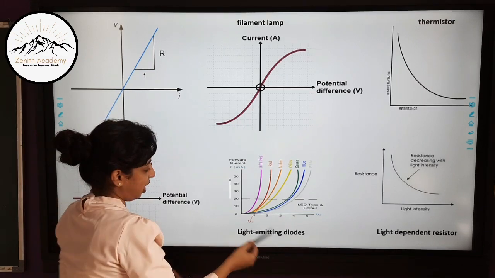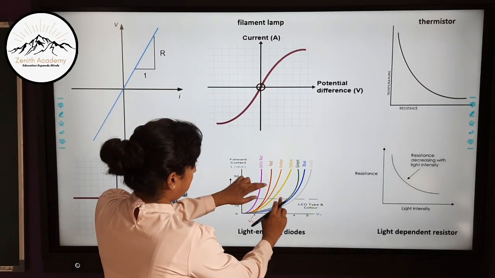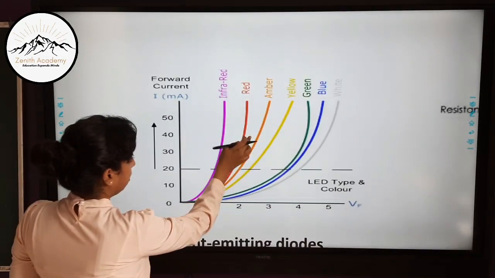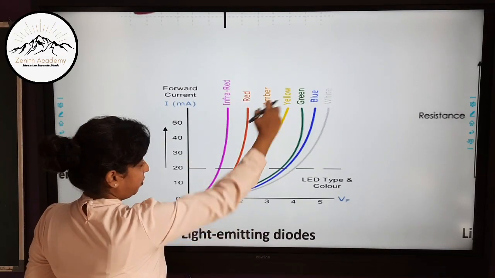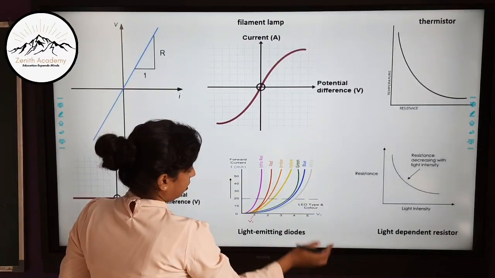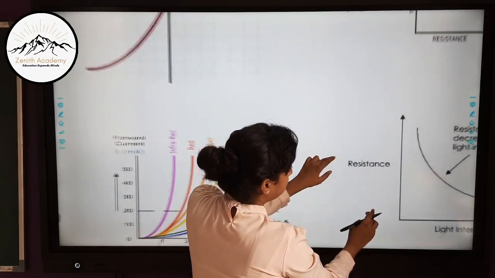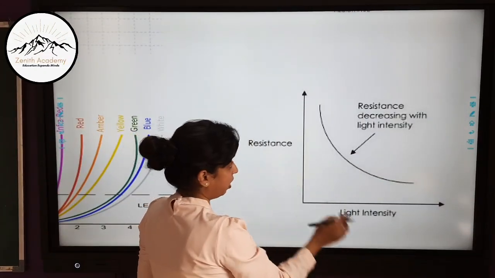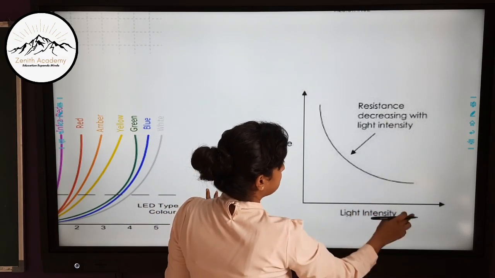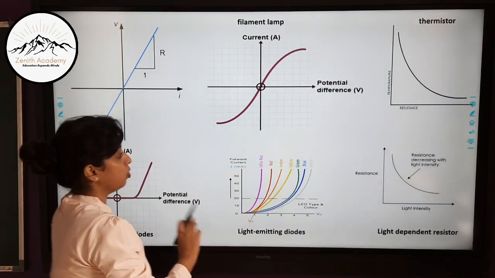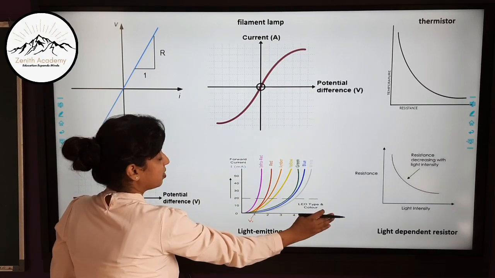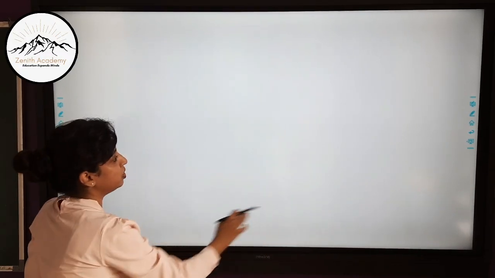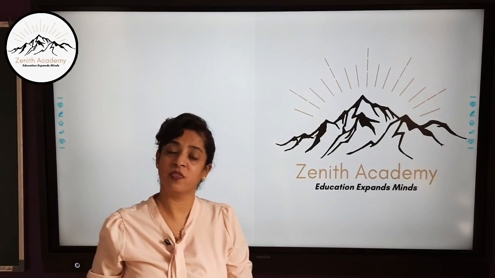This is a light emitting diode, so this is a VI graph of a light emitting diode. Here you can see the relationship is something like this. It is a parabola. And this is a light dependent resistor. Here we have taken light intensity and resistance and not VI. So resistance decreases with light intensity. You should keep in mind all these relationships for circuit components, and this was all about this video module.